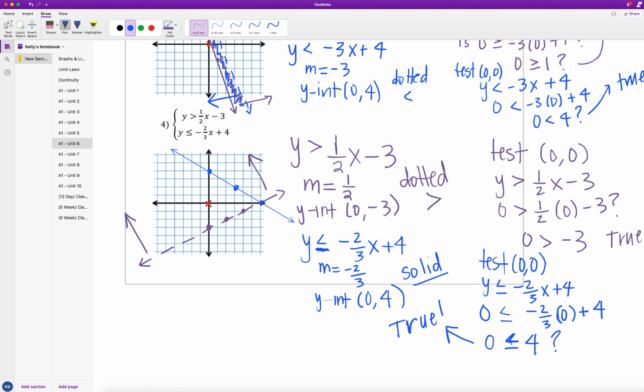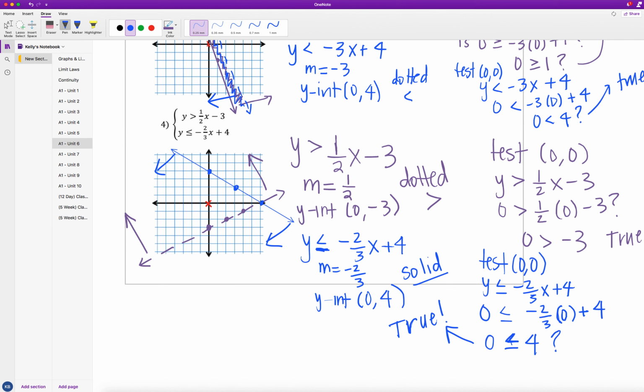So if I have a true statement, does that mean that we shade where the test point is, or do we shade on the opposite side of the test point? If the statement is true, that means we shade where the test point is. So that means I want to shade below this blue line. Then for our final answer, what are we looking for? What will our final answer be here?